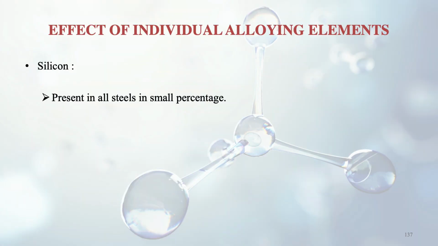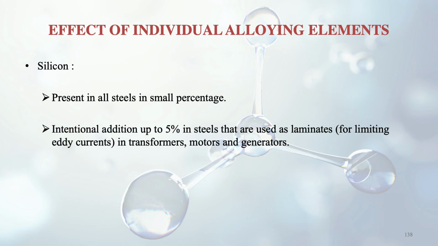Silicon. So silicon is present in all kinds of steels in a small percentage, and intentional addition up to 0.5% in steels is there for laminates. Like laminar things are there, layers are there, and why are these there? For limiting eddy currents. These laminates are used in various equipment, like transformers, motors and generators, for limiting eddy current wastage. So in that case, these laminates are made of silicon. So we can see silicon can go up to 0.5%.